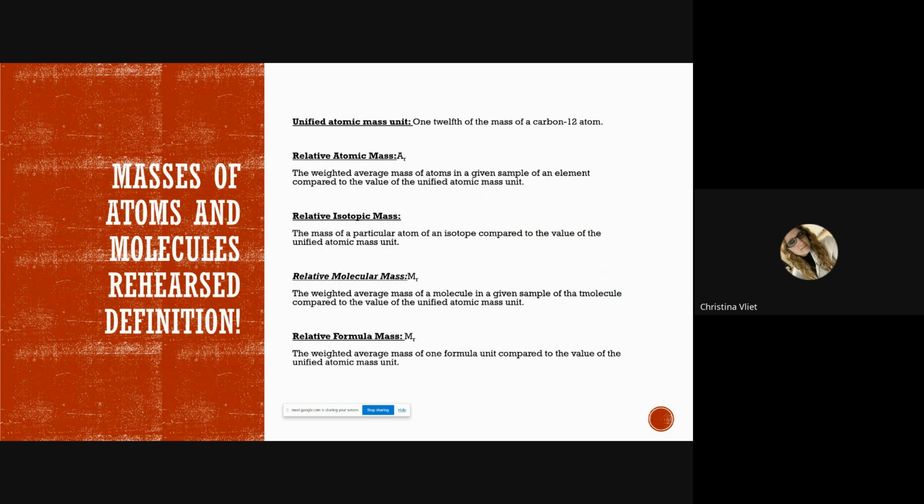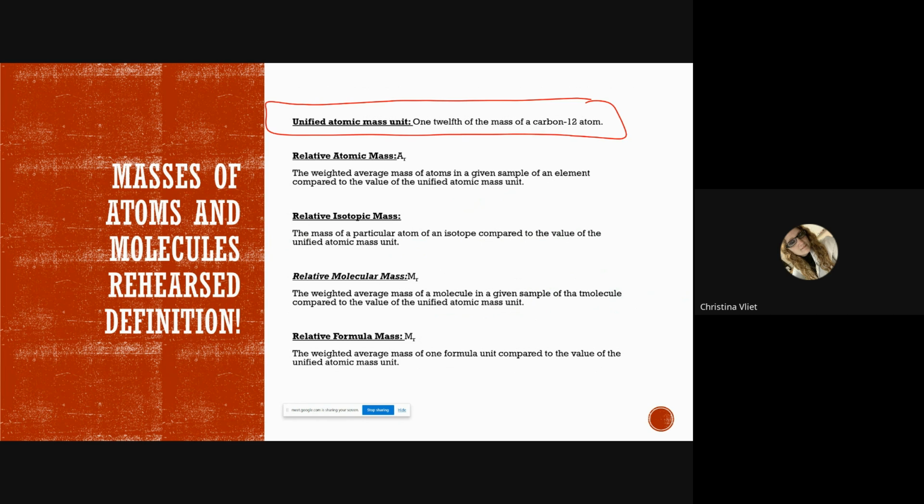Next slide. Rehearsed definitions. Take a look at what you got to memorize. And I know that it looks like a lot, but it's not as much as it looks like it is. The first one is the atomic mass unit. You've got to memorize that. The atomic mass unit, the unified atomic mass unit, is 1/12 the mass of carbon-12. 1/12 of 12 is 1. So basically the point of using that is to say that every proton and every neutron adds up as 1.